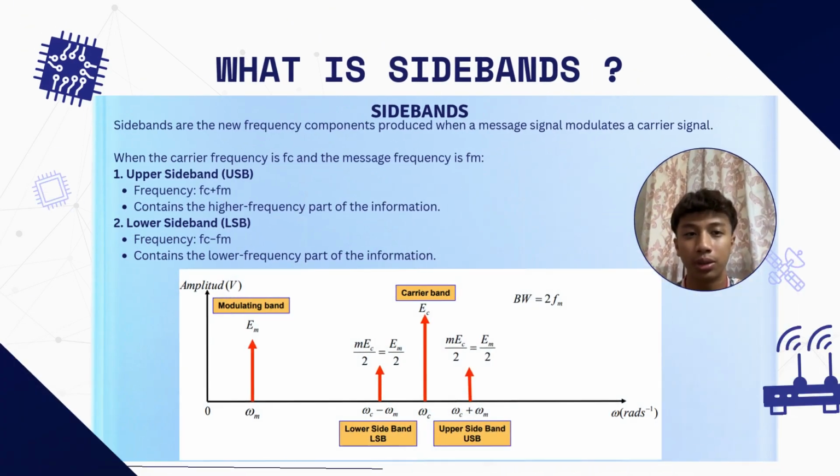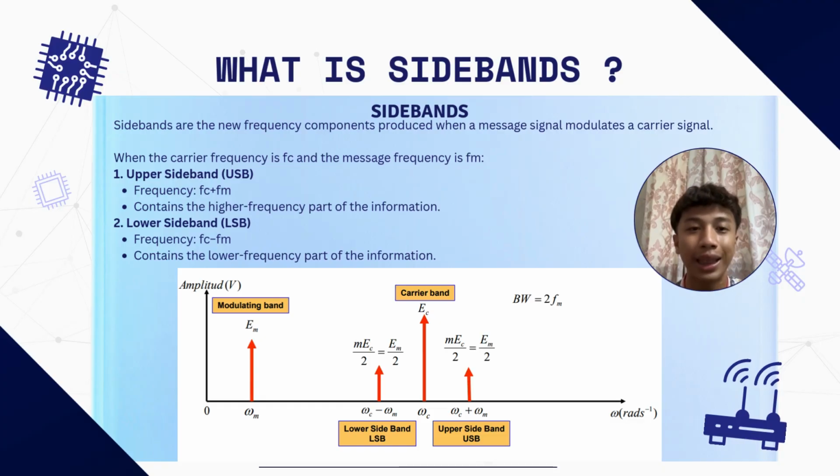You guys must be asking, what is sideband? When a carrier is modulated with a message signal, new frequencies are produced. These are known as sidebands. If the carrier frequency is FC and the message is FM, the upper sideband, USB, is equal to FC plus FM, while the lower sideband, LSB, is at FC minus FM. Both sidebands carry the information of the message. That's why in an efficient AM system, we try to eliminate the redundancy by removing the unwanted sideband or the carrier.